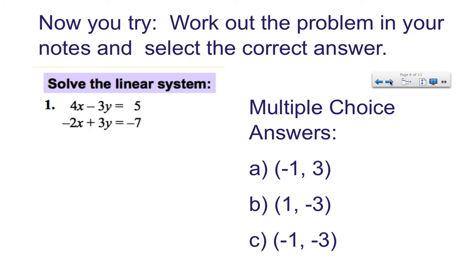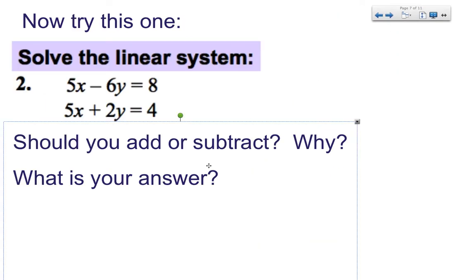It's one of these. When you're ready, here's another one. First thing you want to decide is should you add or subtract? Same signs, so you should subtract because you want to try and eliminate a variable. So we subtract 5x minus 5x, we get 0. Try and figure out your answer here. You'll know it's right by plugging it back in and seeing if you get the 8 and the 4.